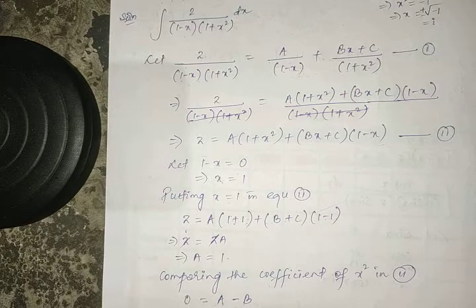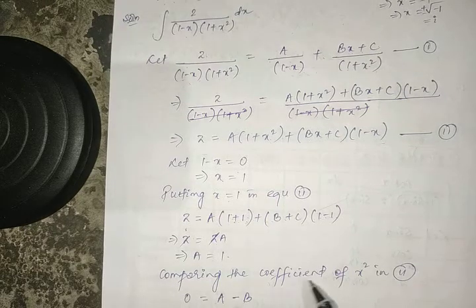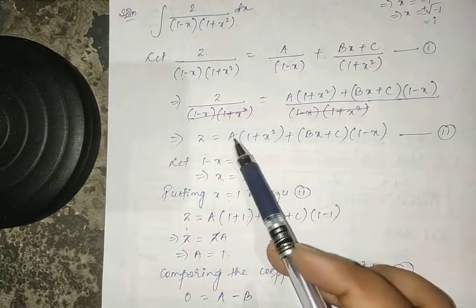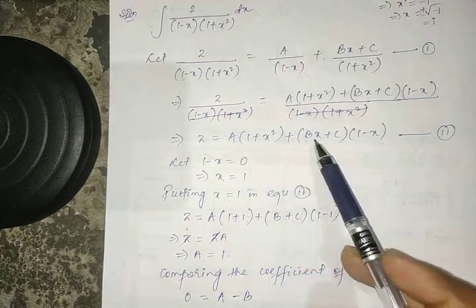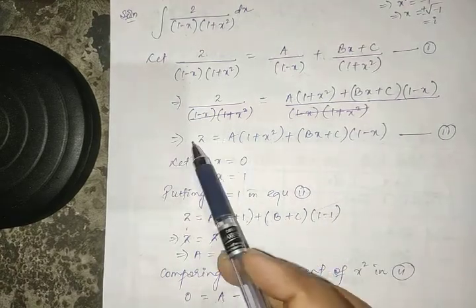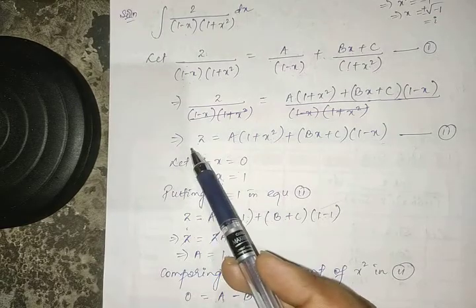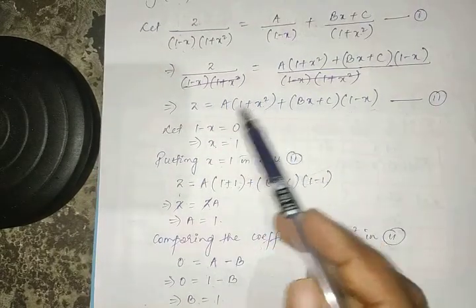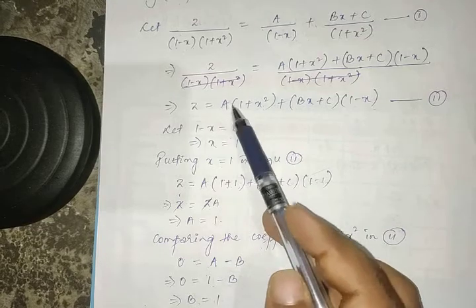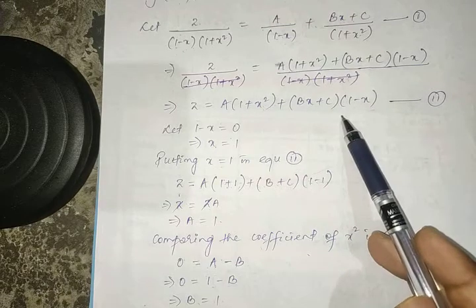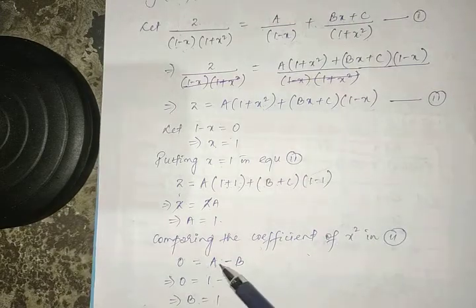First we'll compare the coefficient of x square in equation 2. Here we'll get ax square, and here also we'll get bx into minus x, that is minus bx square. On the left hand side we don't have x square, so the coefficient of x square is 0. On the right hand side we have a into x square, so the coefficient is a, and from the other part the coefficient of x square is minus b. So we'll get 0 equal to a minus b.